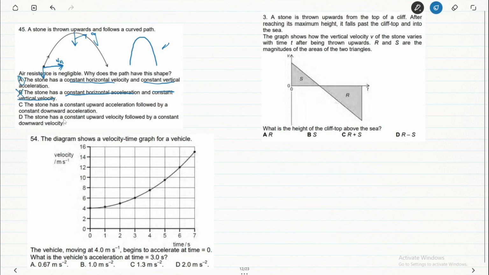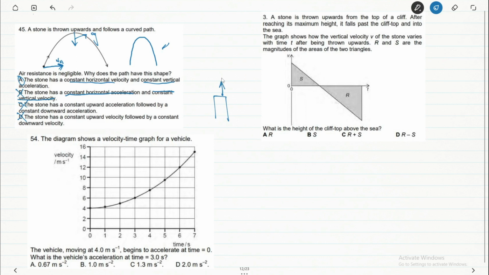a constant acceleration in the perpendicular direction. The stone has a constant upward acceleration. No, this is just plain wrong. The stone has a constant upward velocity. Nope, because due to the g, the velocity in the upward direction is always changing. Now, a stone is thrown upward from the top of the cliff, right? So let's just draw it, right? Thrown upward initially.